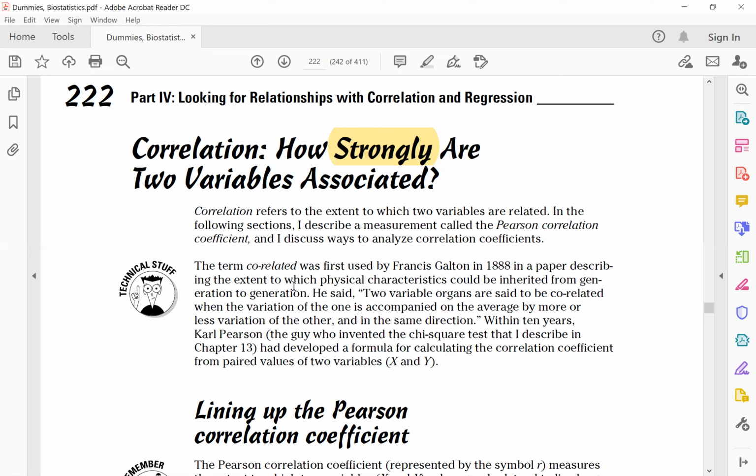The term correlated was first used by some scientists in 1888 in a paper, but these are technical stuff, and we'll be happy to go through them in just a minute in the next video.